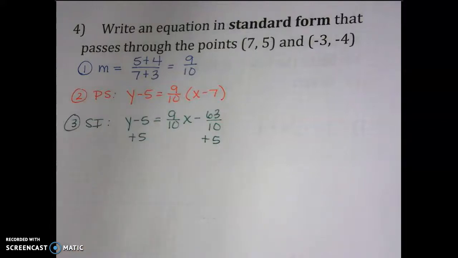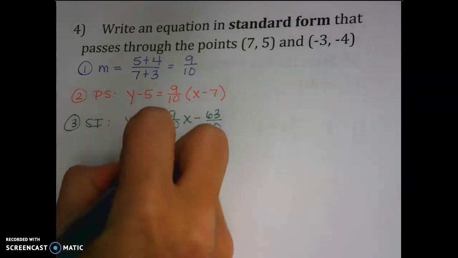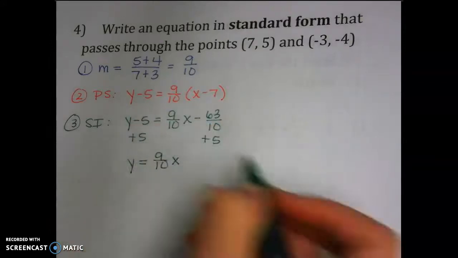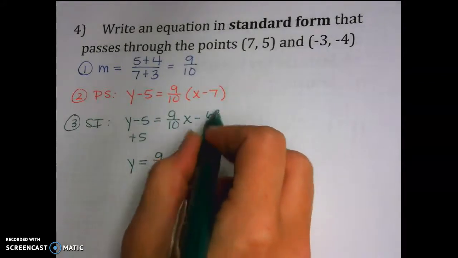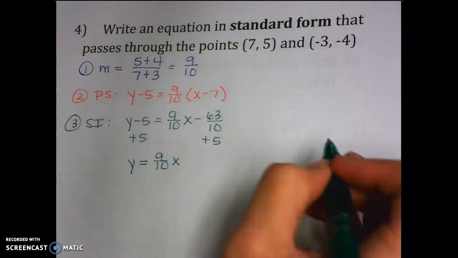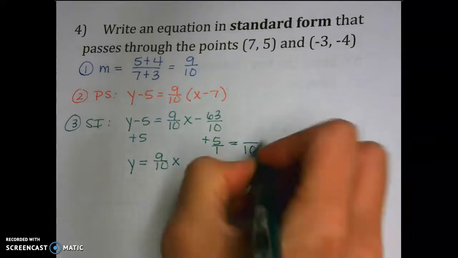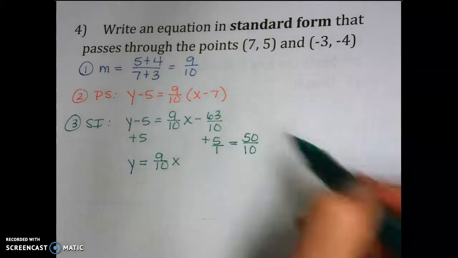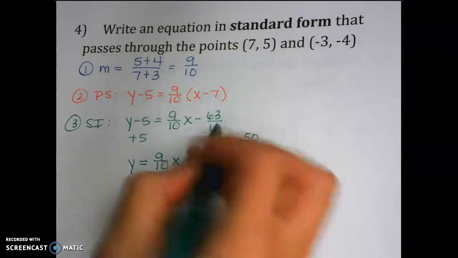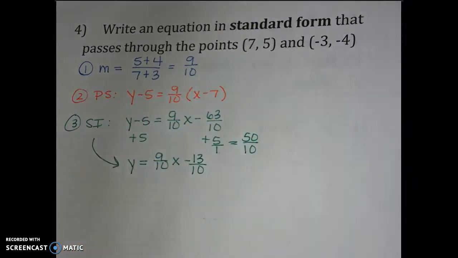Now some of you might have changed that 63 tenths to 6.3. That's fine. Since it's a nice number, if it was an ugly number, we would leave it as a fraction. Y equals 9/10 x, all right, so we have negative 6.3 plus 5. Now, if you leave it as a fraction, we would need to change the 5 to have a common denominator. Right now, it's 5 over 1. So if we want it to have a denominator of 10, we need to multiply the 5 times 10 to get 50. So 50 over 10 is the same thing as 5 over 1, but now we can combine these two. So that leaves us with 13 over 10. And that is our slope-intercept form.